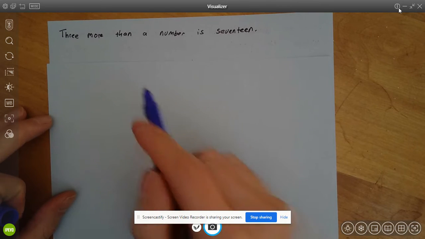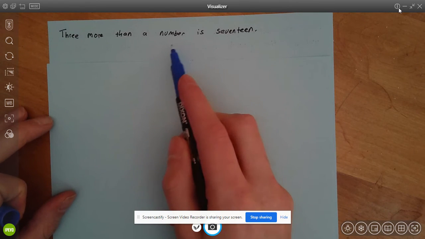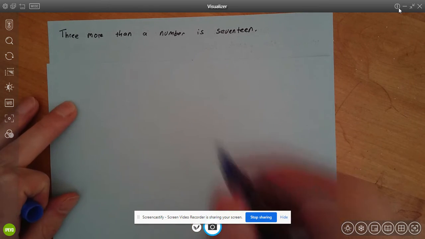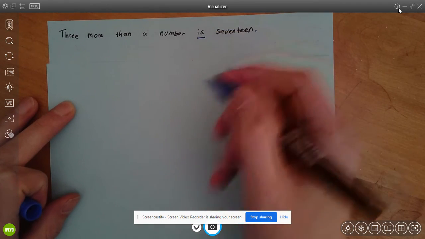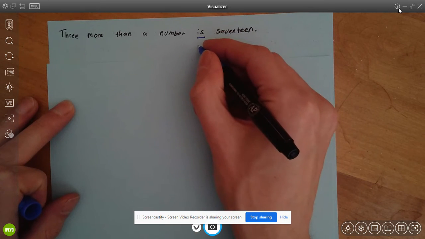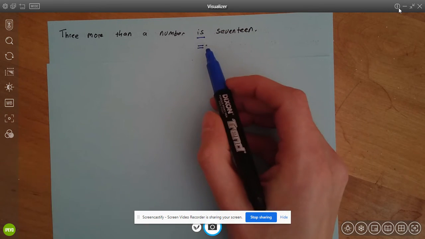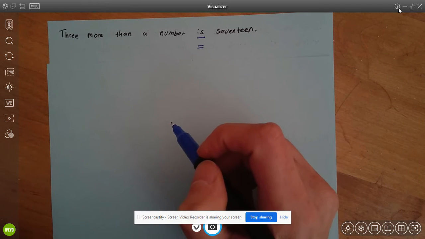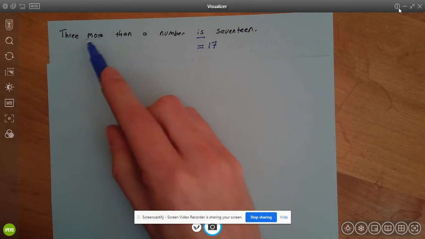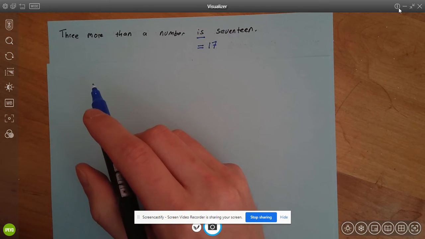So each word or each phrase in this sentence, we can translate to a number or a symbol. So whenever we see "is" or "is the same as" or "is equal to," we can represent that with an equal sign. So "is" is always where I should put the equal sign. The right side of the equation is pretty easy. It's just 17. So we have 3 more than a number is 17.